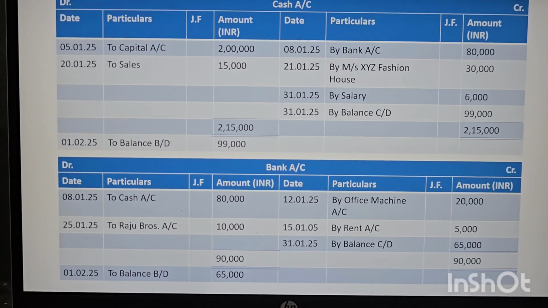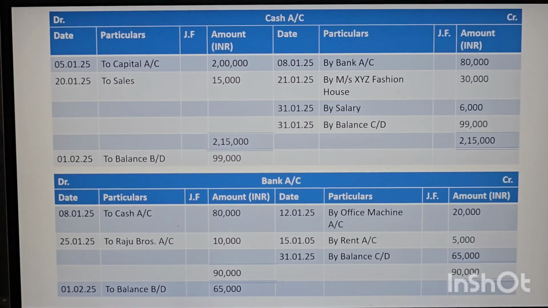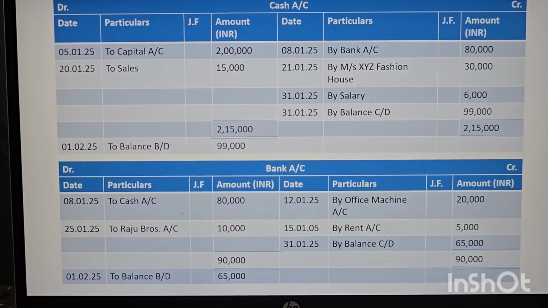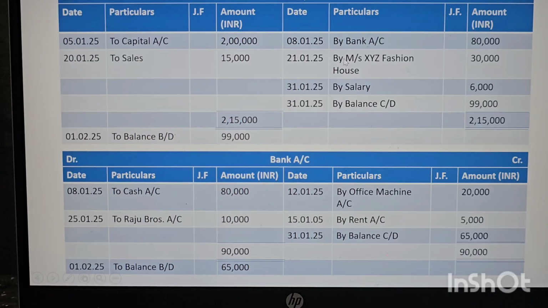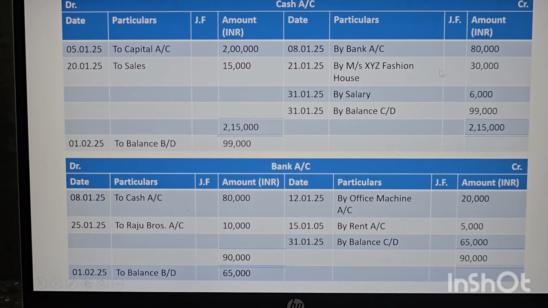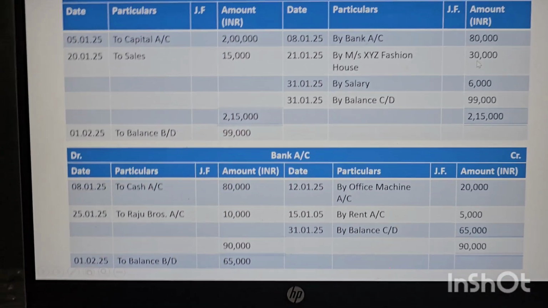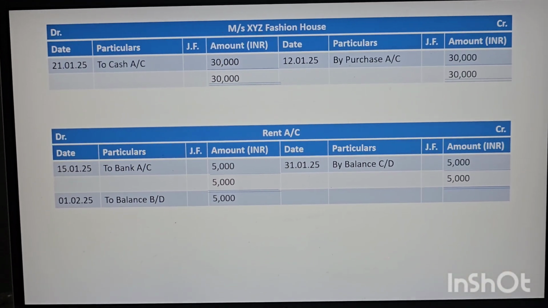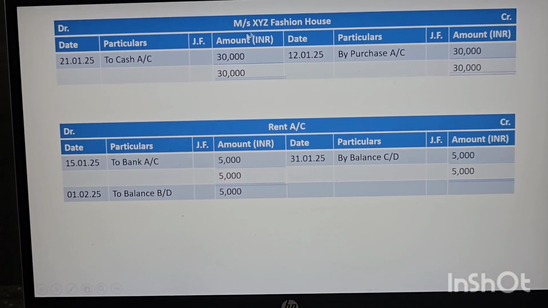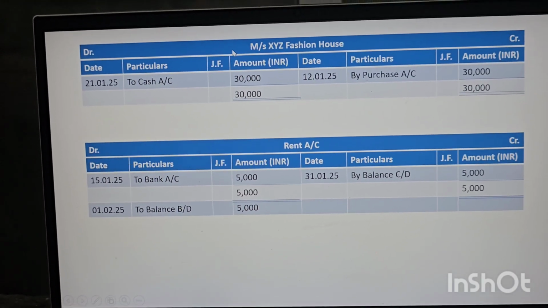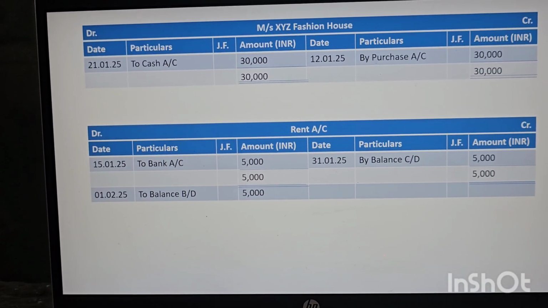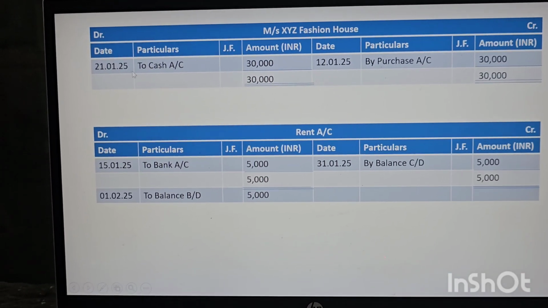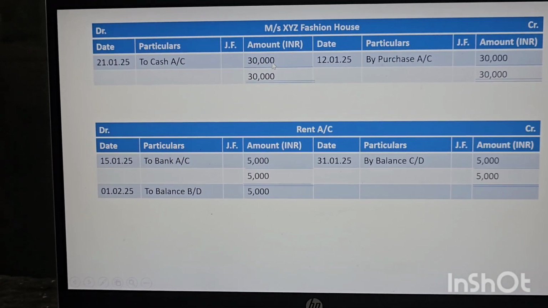So where is the cash account here? XYZ fashion house account debit to cash account. So in the cash account we are updating it as XYZ fashion house as 30,000, and in the XYZ account, where is it? Yes, so we are making the payment. So XYZ fashion house account debit to cash account. So in the XYZ fashion house, the transaction is being posted on the debit side as to cash account 30,000.